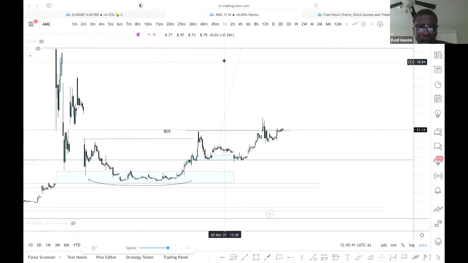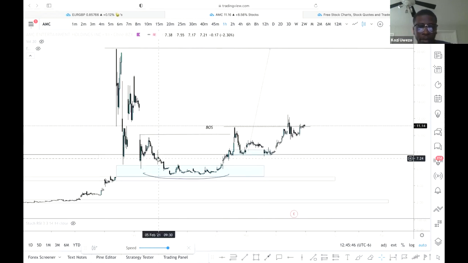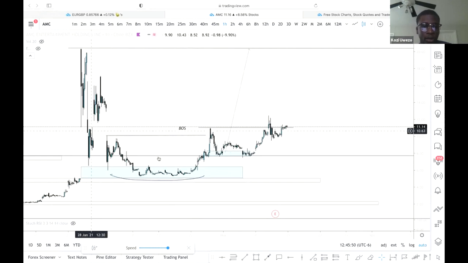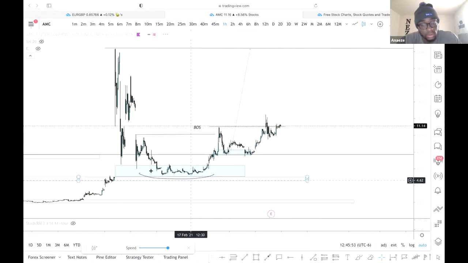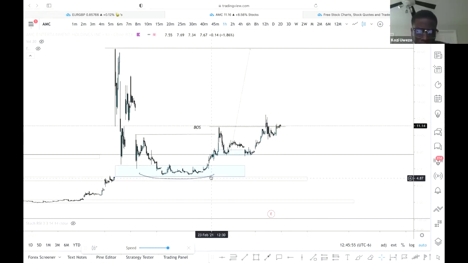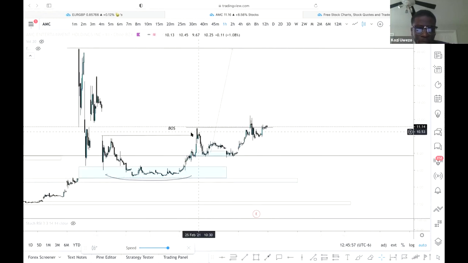The only other thing that I wanted to talk about is AMC right here, based on everything that Naz talked about. This is the last thing that I had to talk about. From that zone that I was talking about, that price had to come and fill, we see that it broke structure right here.